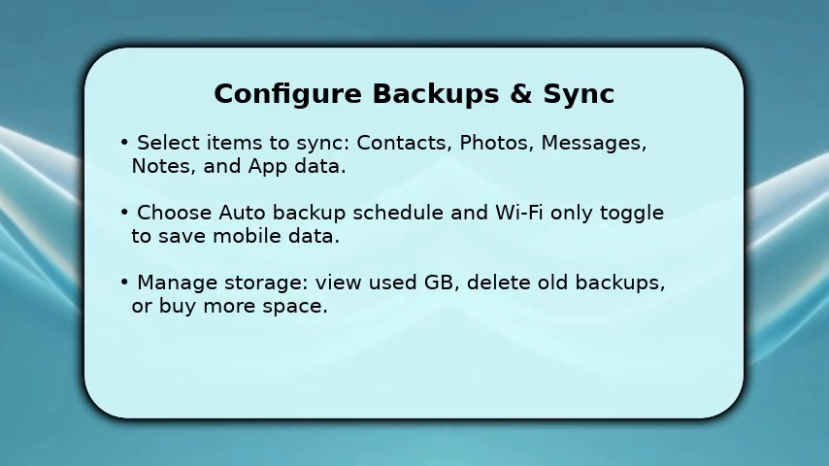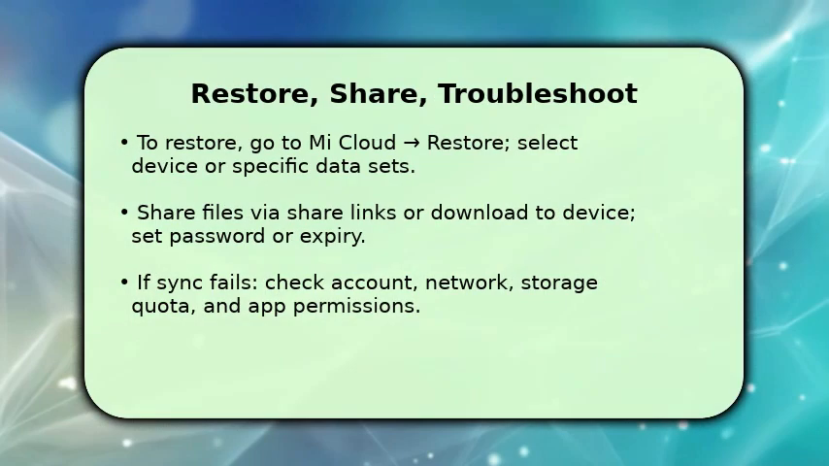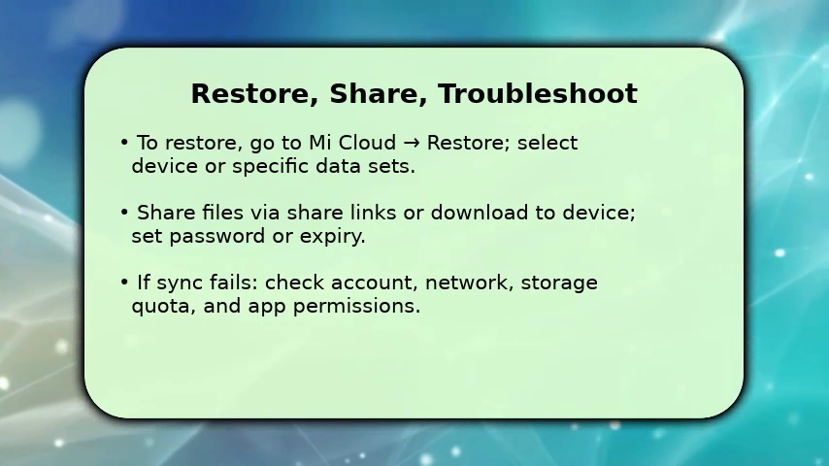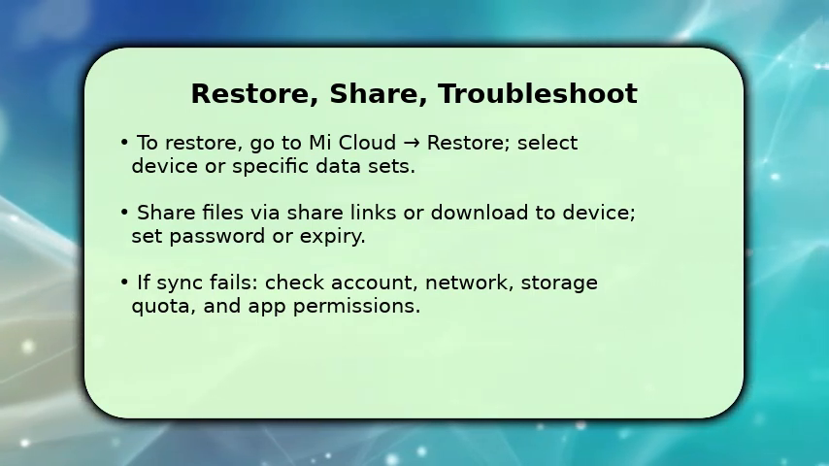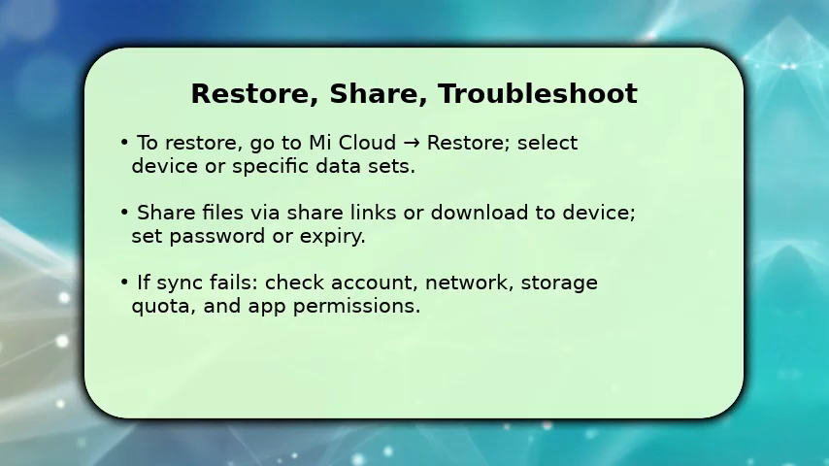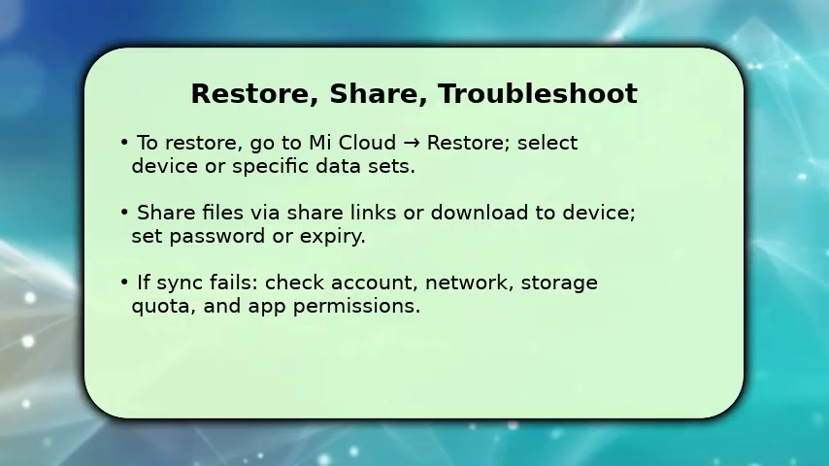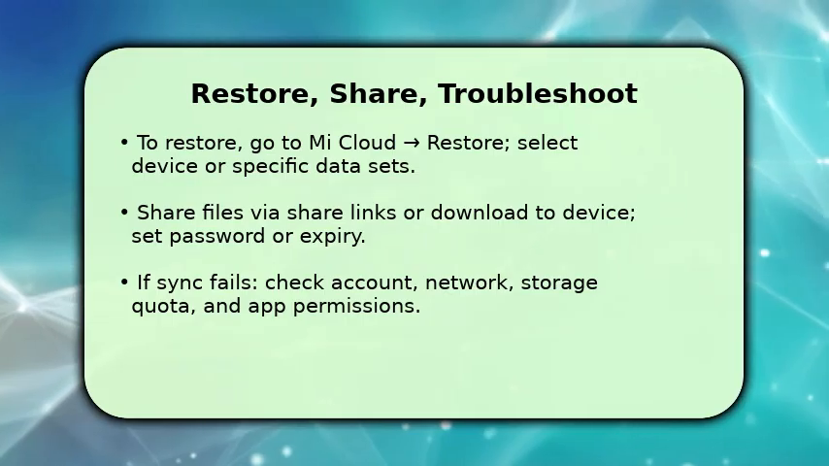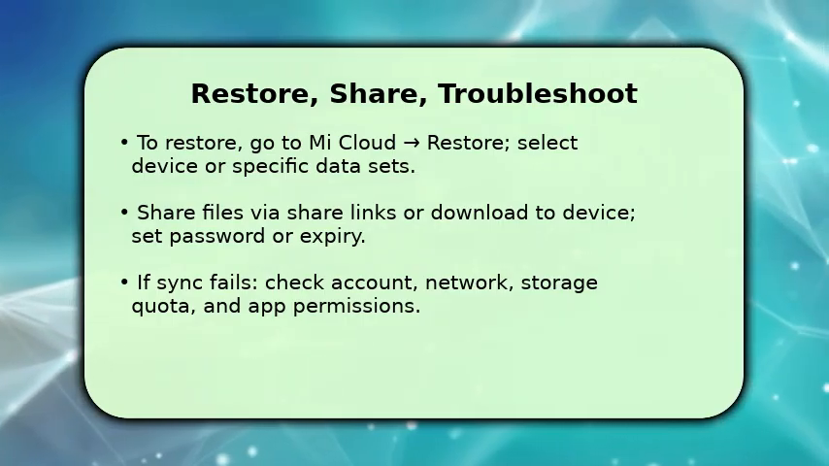to prevent interrupted backups. To finish, restore or access files by going to My Cloud and choosing Restore. Pick a full device restore or select specific datasets to avoid overwriting. You can share files with a generated link or download items to your device. Set link password or expiry for extra security.